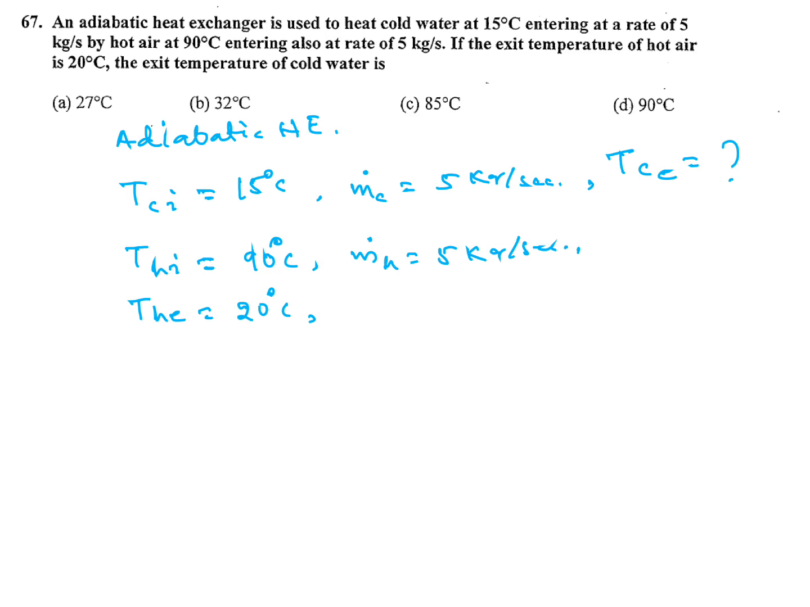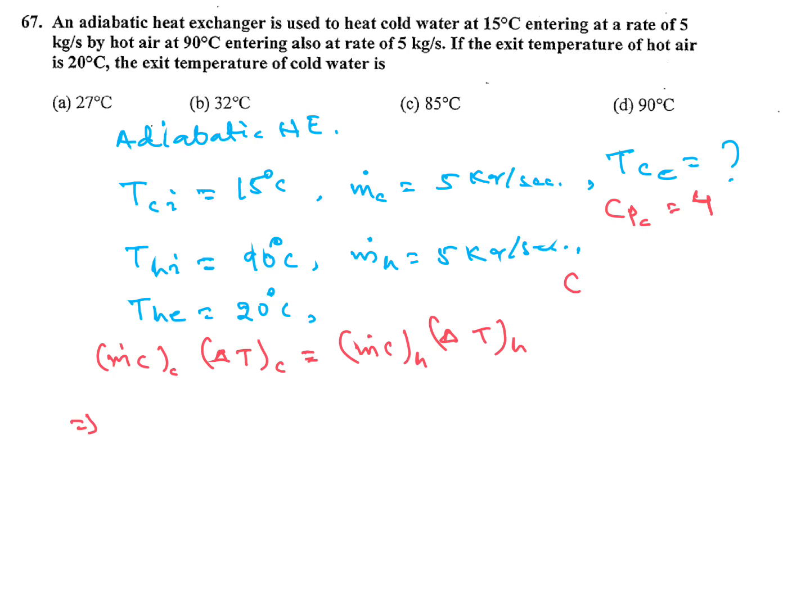We know heat gain by cold water is heat loss by hot air. So m dot Cp cold into delta T cold equals m dot Cp hot into delta T hot. We'll put the values. Cp of cold fluid, water, you take 4.2. Cp of hot air is 1.005.